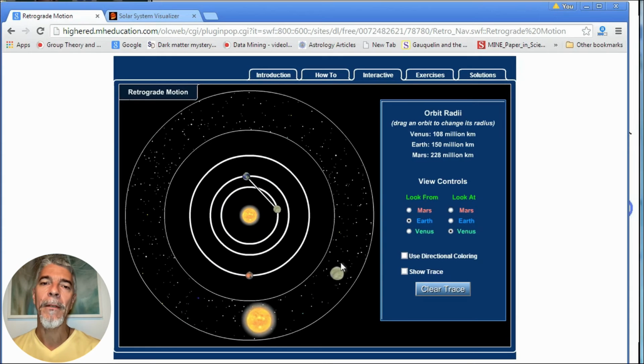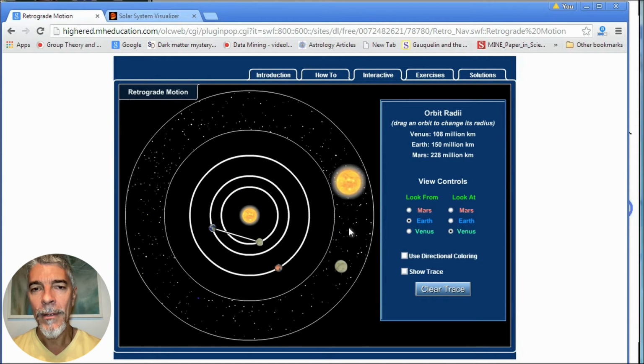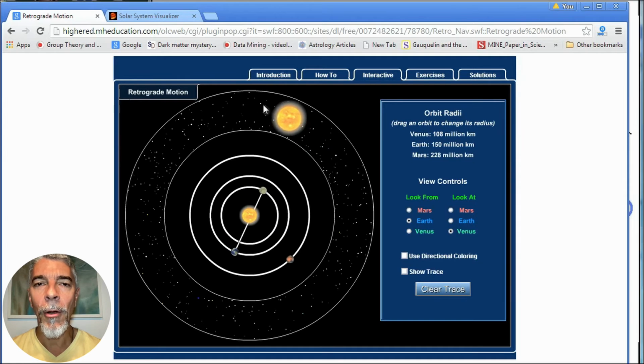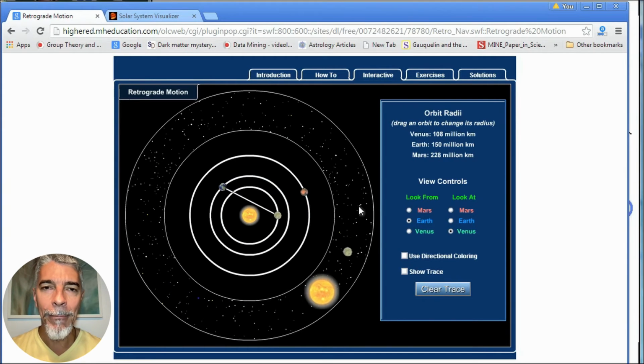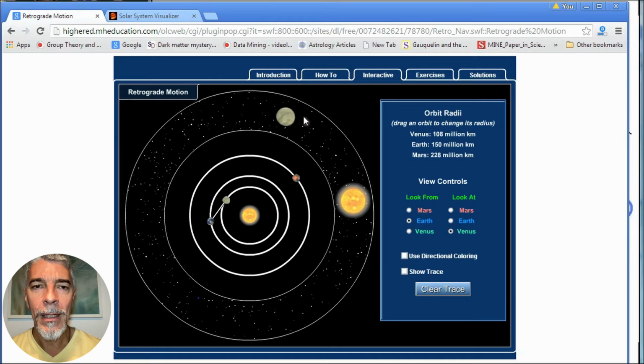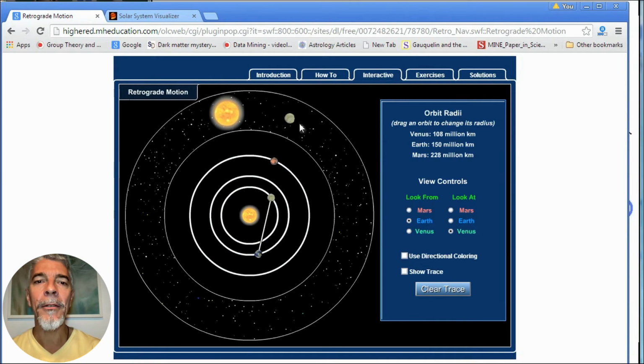Looking from Earth, we see Venus and we see the sun. So Venus apparently goes forward, and then at some point it starts stopping. Now it goes backwards, now it continues going forward. So how does it happen? Look at the inner circles. It catches up with Earth, overtakes it, and then continues moving.